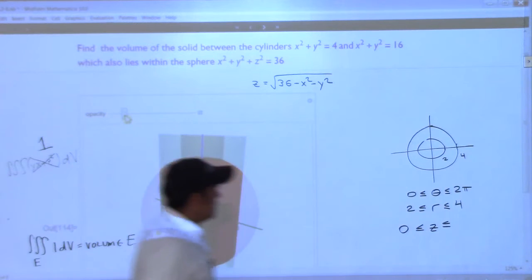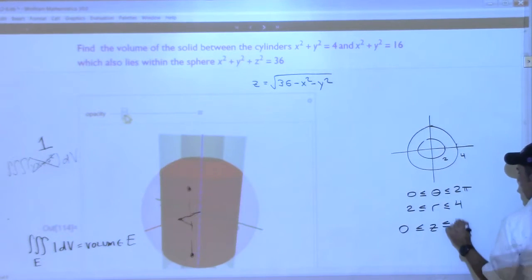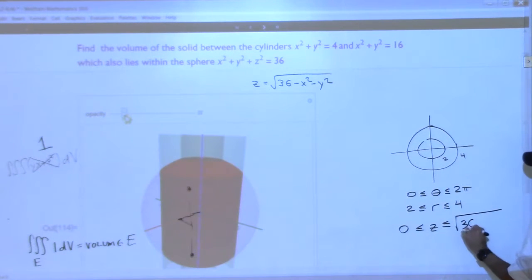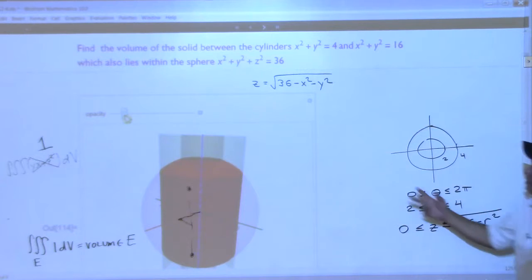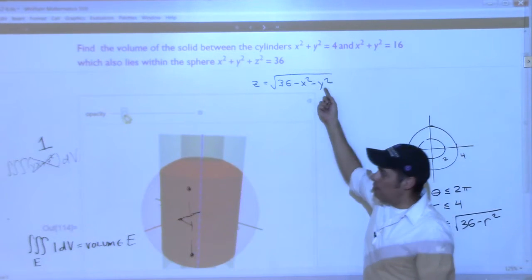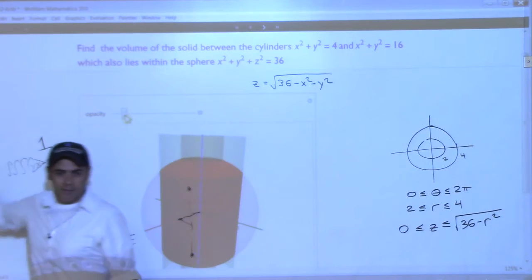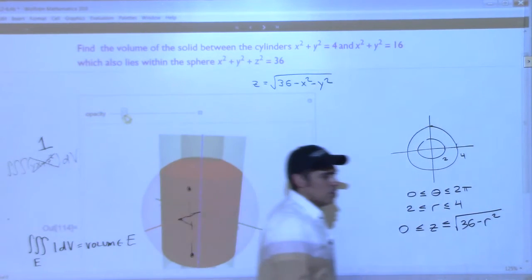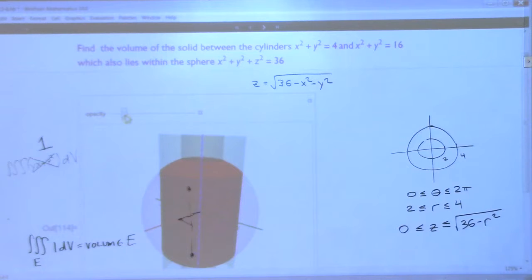So what am I going to put here then? Square root of 36 minus r squared. Good. So where do we get the r squared from? Yeah, we just pull the negative out of both of those and then recognize that x squared plus y squared is r squared. That's part of what we knew when we went to polar.